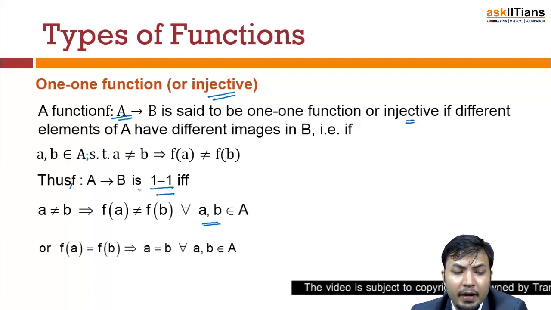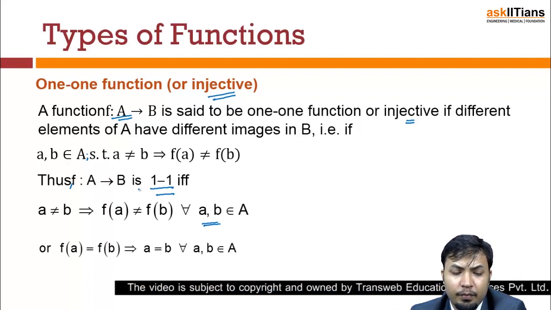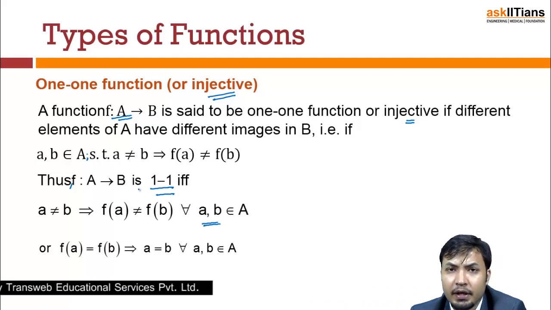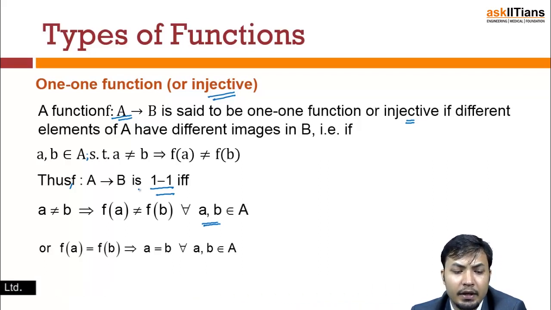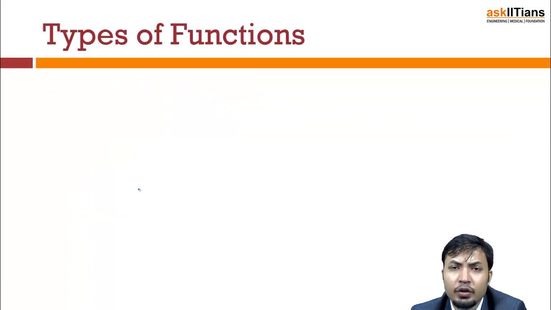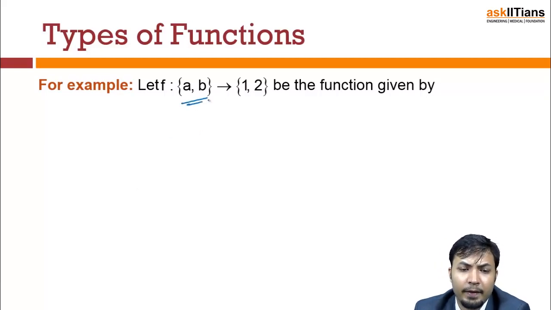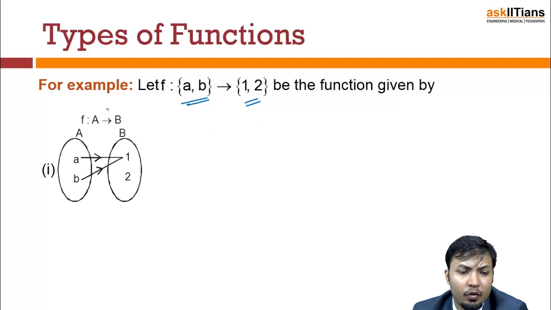Or, if f(a) is equal to f(b), then a has to be equal to b, and a and b have to lie in A. So that is a one-one function. Next, let's have a look at its example. Now let there be a function f from A to B, from 1 to 2, be the function given. Over here, let this be the plot.